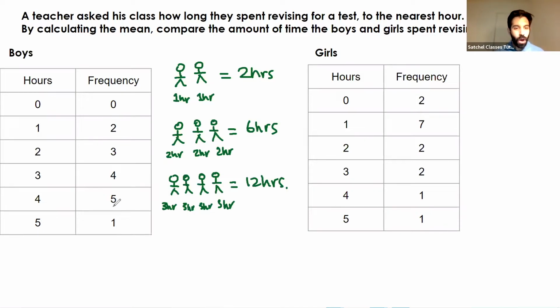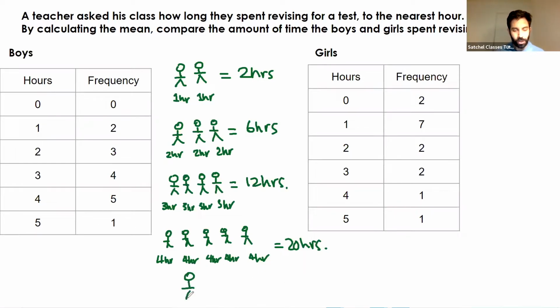And then we have 5 boys who spent 4 hours studying each. So we have 1, 2, 3, 4, 5, and each of them spent 4 hours. So that would be a total of 4, 8, 12, 16, 20 hours. And then lastly, we had 1 boy who must have been really hard working, and he spent 5 hours in total revising, and that is a total of 5 hours.